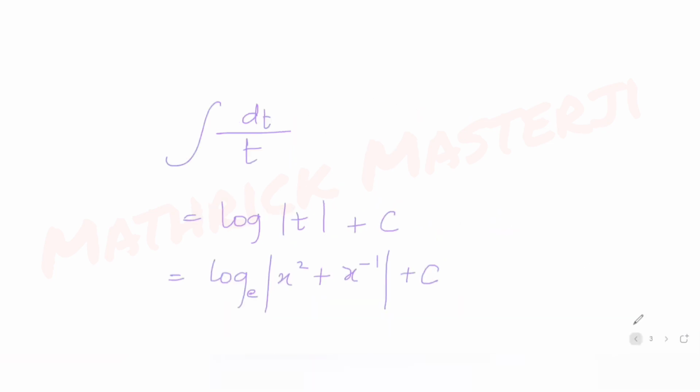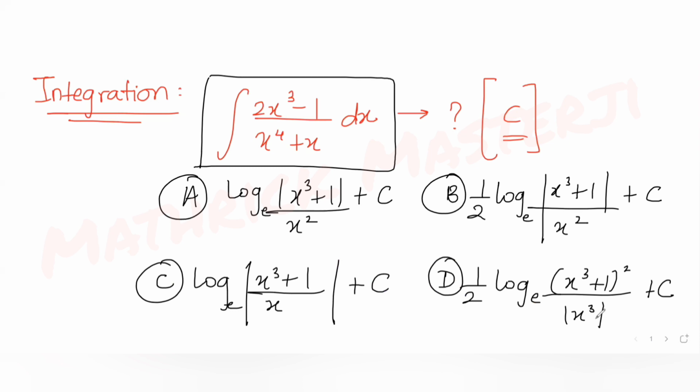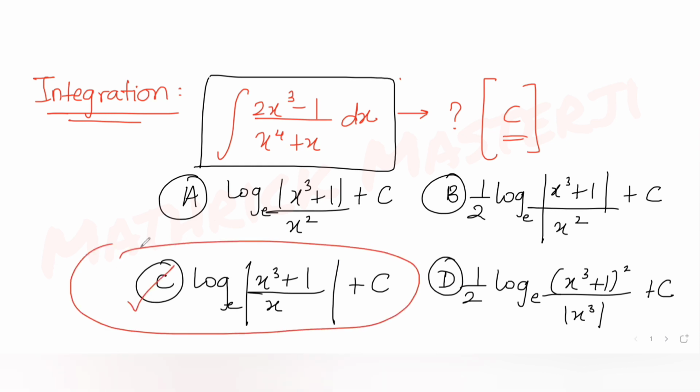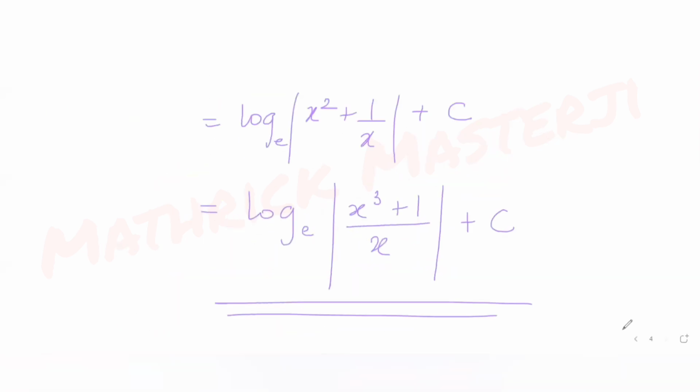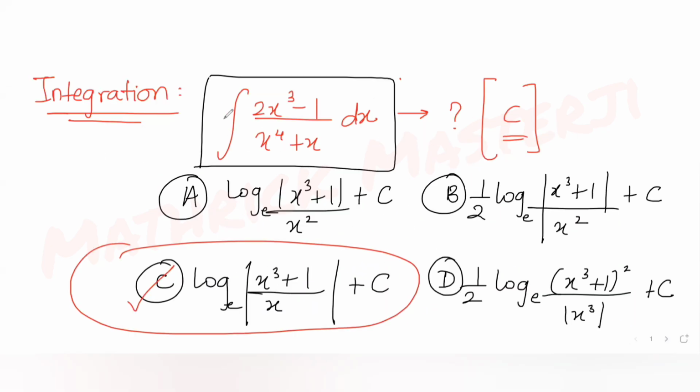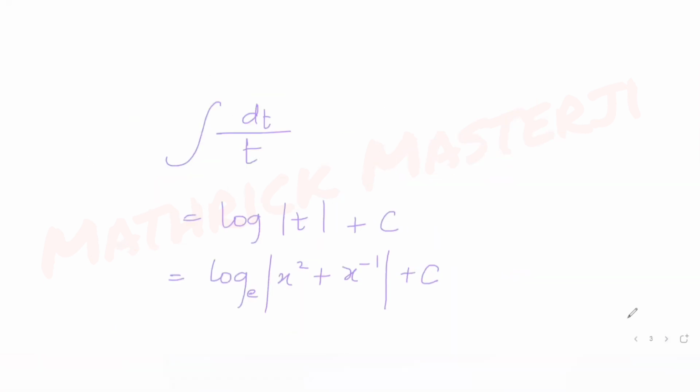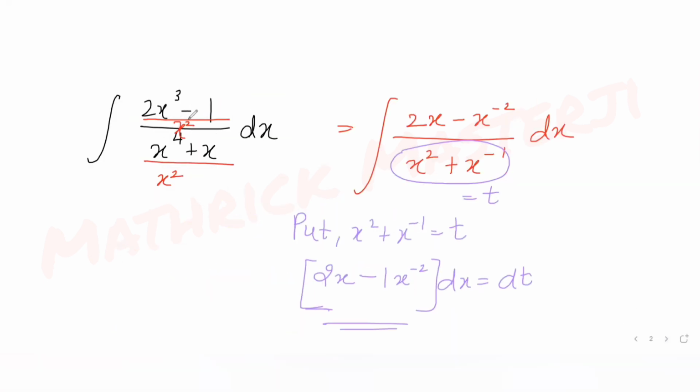Now if I try to match my answer choices, it matches with log of (x cube plus 1) over x to the base e plus c. So I get the answer to the question which was asked to us, and that matches with option C. This turned out to be a pretty easy question once you understood that you have to divide by x square in the first step.